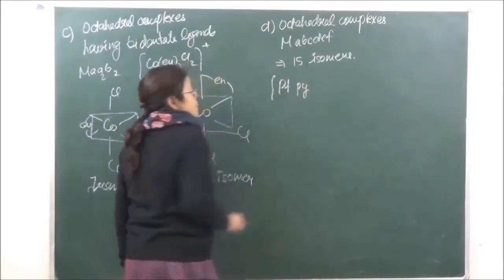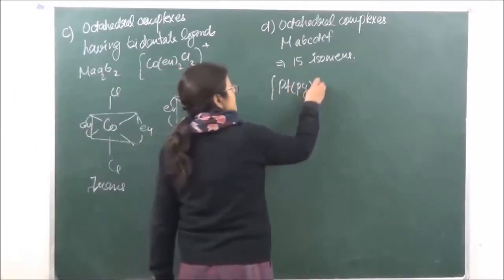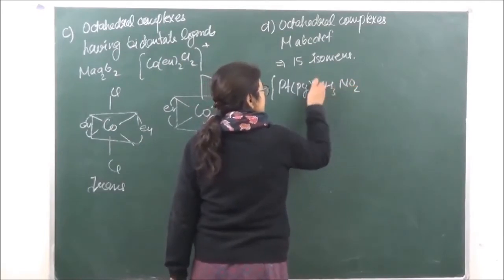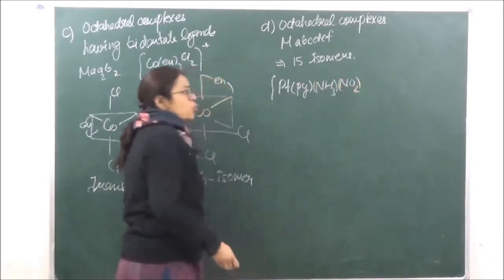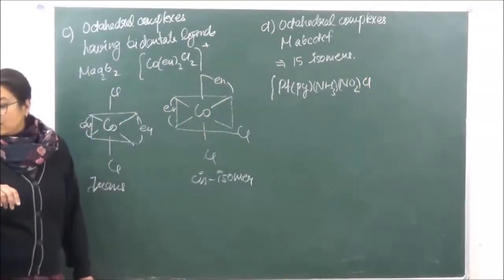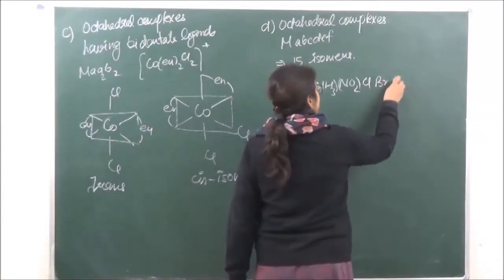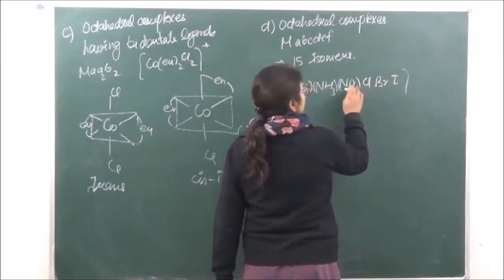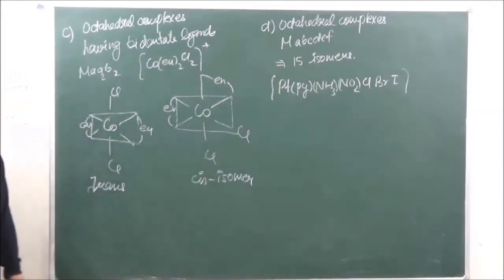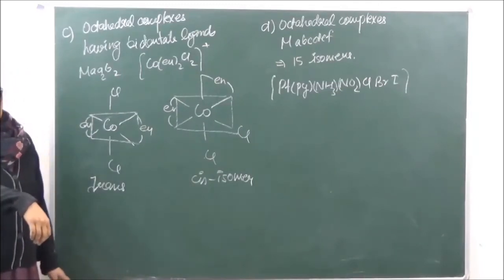platinum, pyridine, NH3, NO2, then chlorine, bromine and iodine. So 1, 2, 3, 4, 5, 6. There are 6 different ligands which are present. This compound is the only compound having 6 different ligands, and it is going to have 15 isomers.